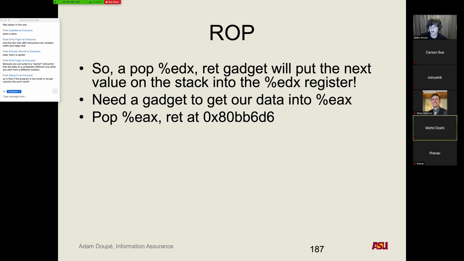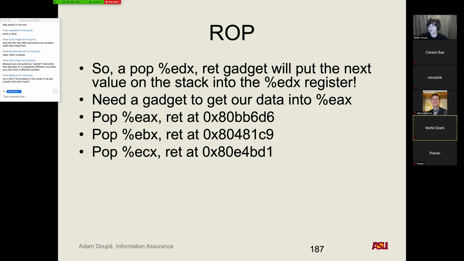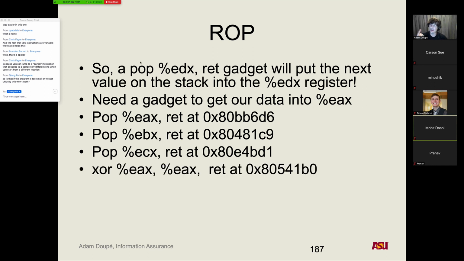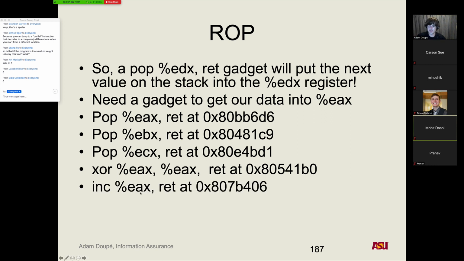It turns out at this location in this program, there's a pop EAX return. We can control EBX with a pop EBX at that memory location. Same with ECX. We have a nice gadget here. So what's the purpose of this gadget? What happens if you XOR a value with itself? Yeah, it sets it to 0. So this sets EAX to 0. And there's an instruction to increment EAX, which is nice. And then finally, remember our final goal was to call execve, which is an int80. So this is what we ultimately want to do, is call int80.